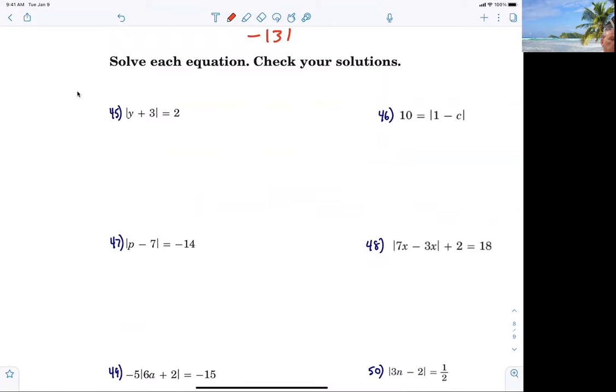Now, solving absolute values. Isolate the absolute value, which 45 is isolated, and then there's 2 solutions. What's inside the absolute value can be positive or negative. So y plus 3 can equal 2, or y plus 3 could equal what? Negative 2. And of course, I just want the mental math. Some of you are excellent. You don't have to do all the work. Just tell me y equals either -1 or y could be -5.